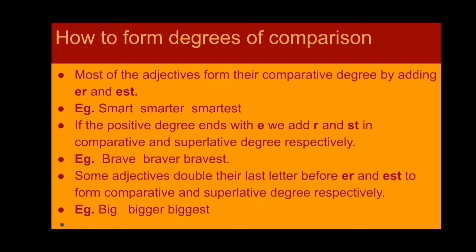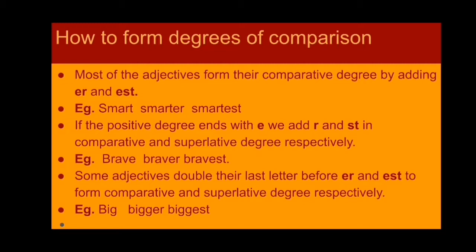Now the second rule, if the positive degree ends with e, we add r and st in the comparative and superlative degree. Now for that the example is brave, braver, bravest. Or we can say fine, finer, finest. Or wise, wiser, wisest. Or white, whiter, whitest. So these are a few examples when we change the degrees.